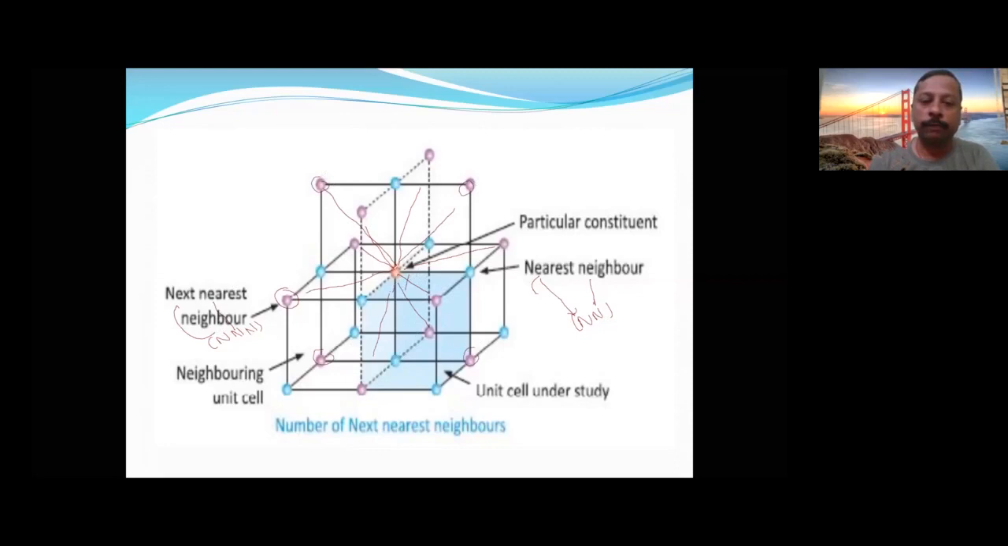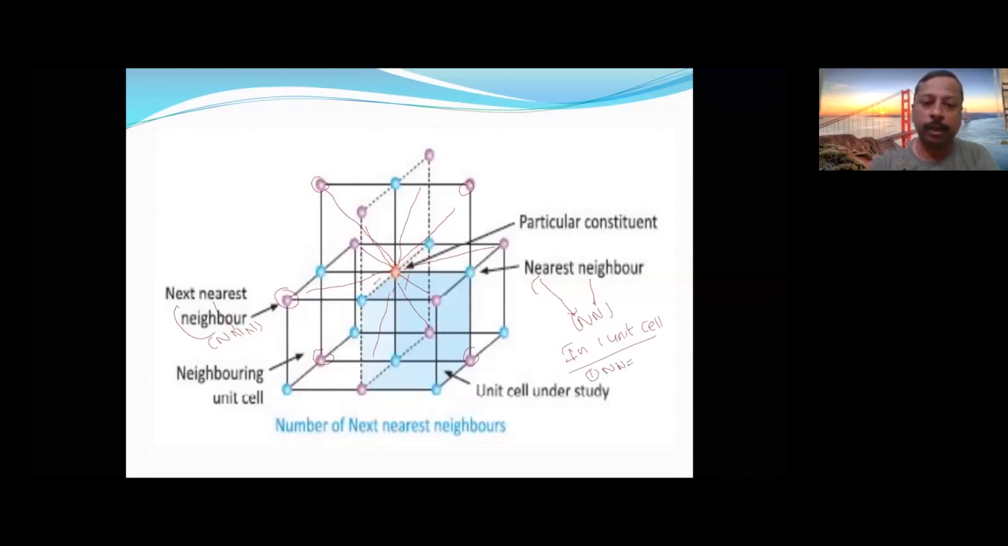Suppose I take only one unit cell, then only 1, 2, 3. So I am writing it here. In one unit cell it is different, and in the overall crystal lattice it is different. First let us take one unit cell; I will give you the notes in the next slide. Number of nearest neighbors.